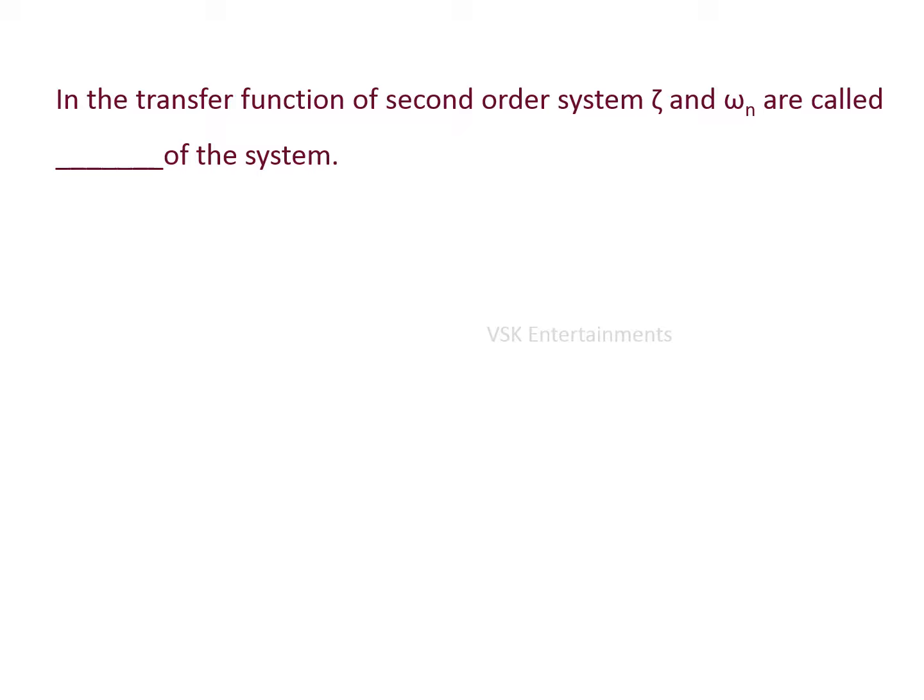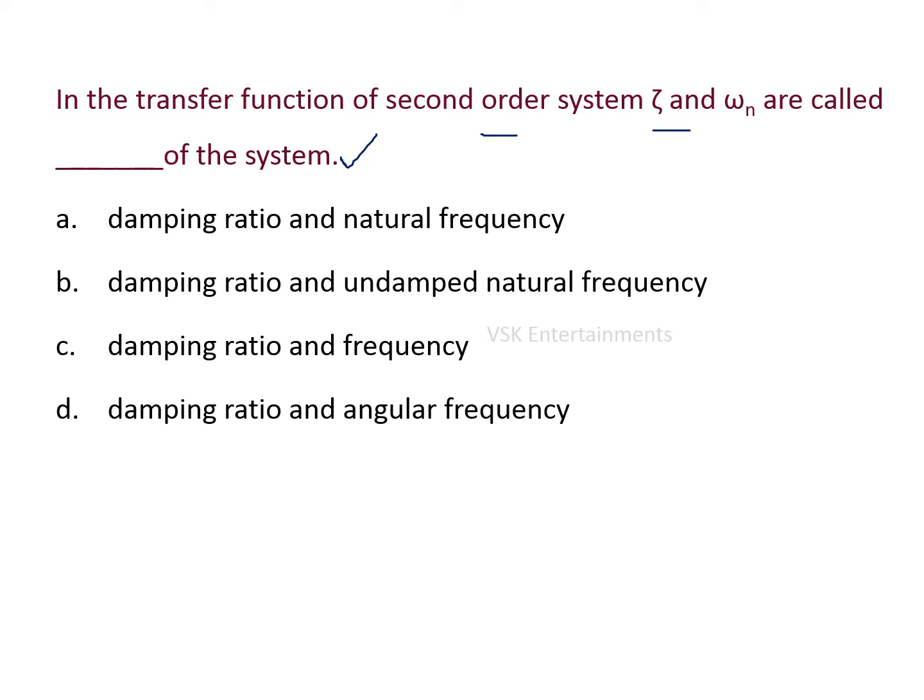Coming to next one, in the transfer function of a second order system, zeta and omega n are called dash of the system. Options are damping ratio and natural frequency, damping ratio and undamped natural frequency, damping ratio and frequency, damping ratio and angular frequency.